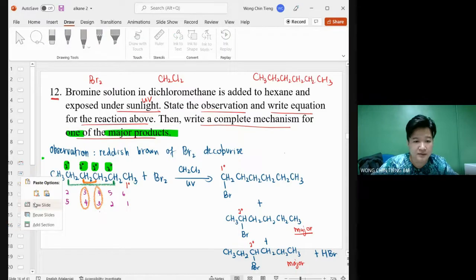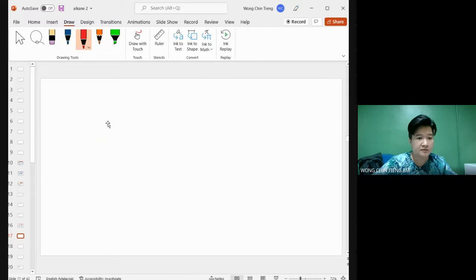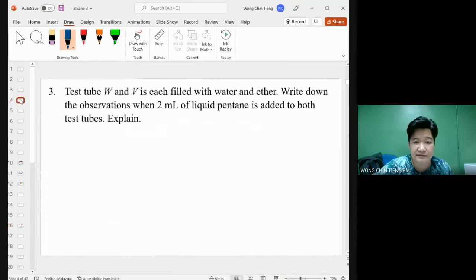Perlu saya tunjuk mekanisme untuk yang ni? Perlu tak perlu? Sebab kalau boleh saya nak tunjuk satu mekanisme nanti untuk yang cyclic. Sebab saya tak pernah tunjuk untuk yang cyclic kan? Alright, so yang ni samalah. So pilih mana-mana, buat mekanisme sama je. Okay. Talking about mechanism, let's try a cyclic.